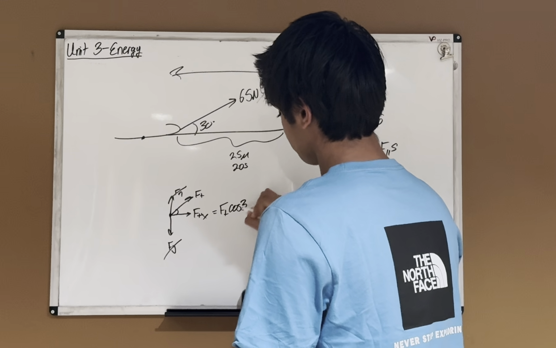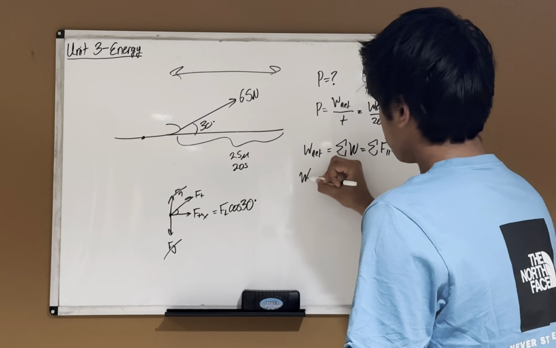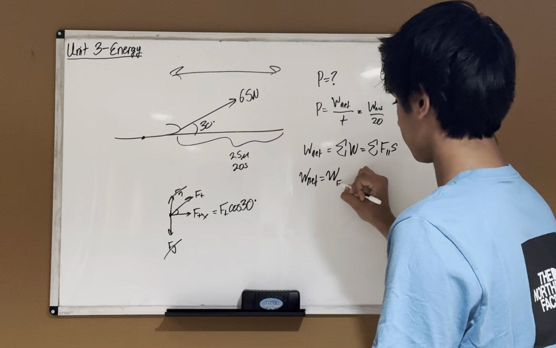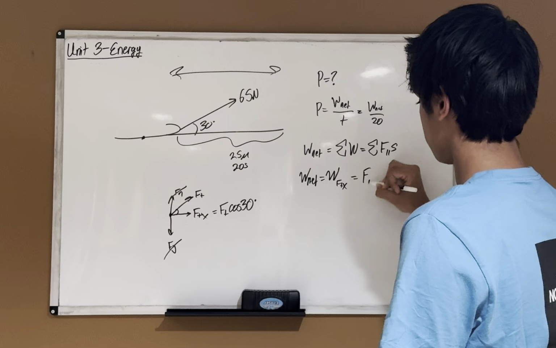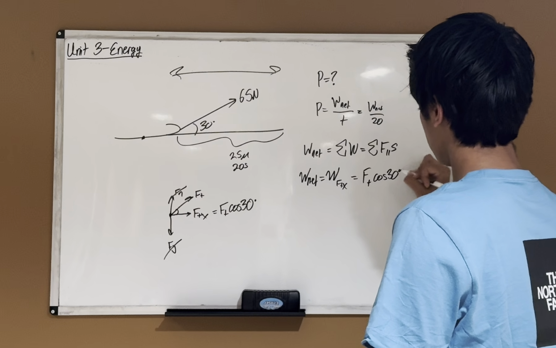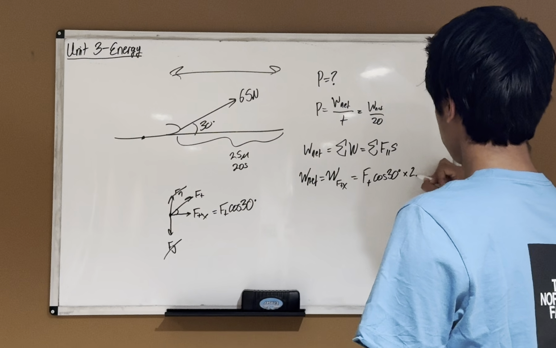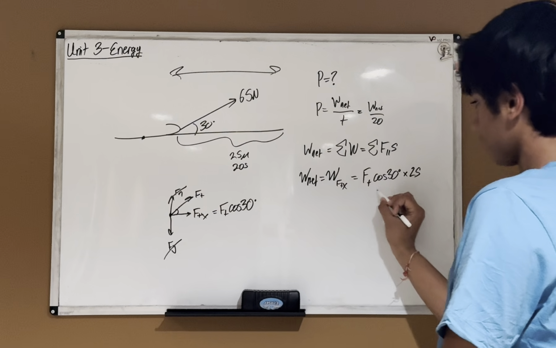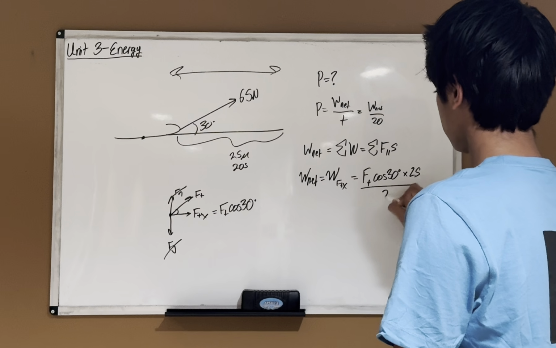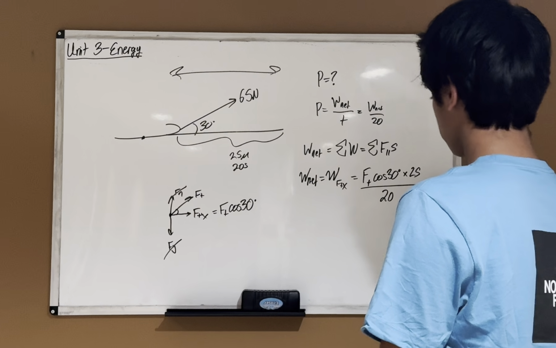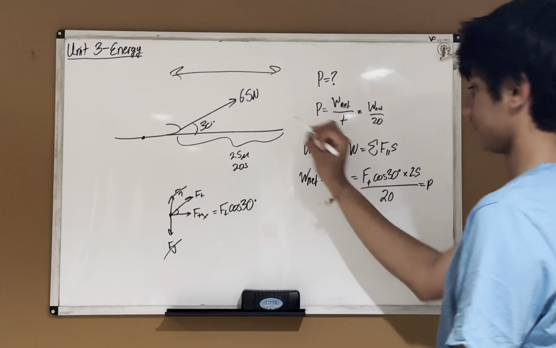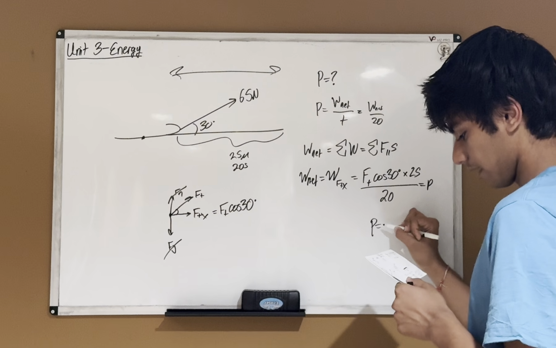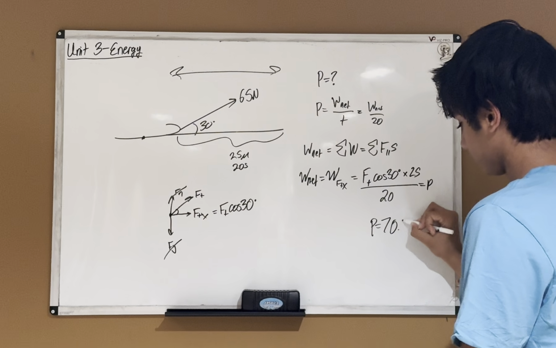So our net work is equal to the work done by Ftx, which is equal to Ft cosine 30 degrees times displacement, which is 25 meters. And so that's our term. And so now if we evaluate this expression and we divide it by 20, because that's our time, we want to find power. So this is equal to power. What we'll get is Ft is 65, 65 times cosine 30 times 25 over 20, which should be 70.3 watts of power.